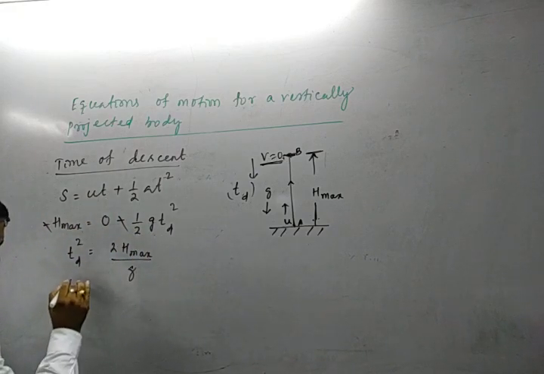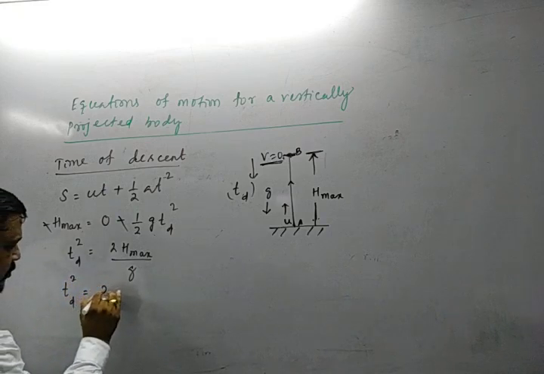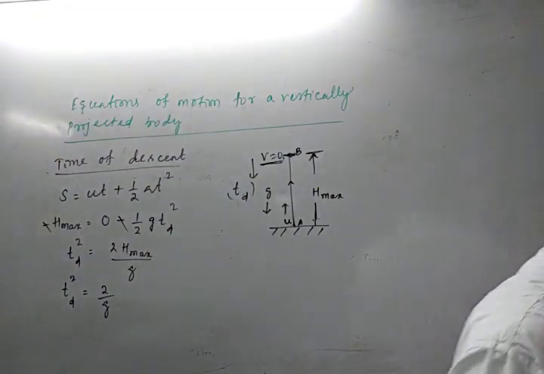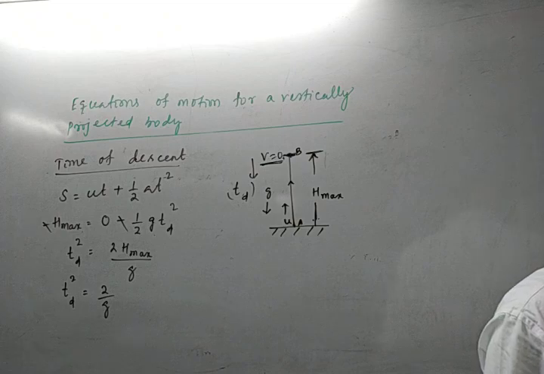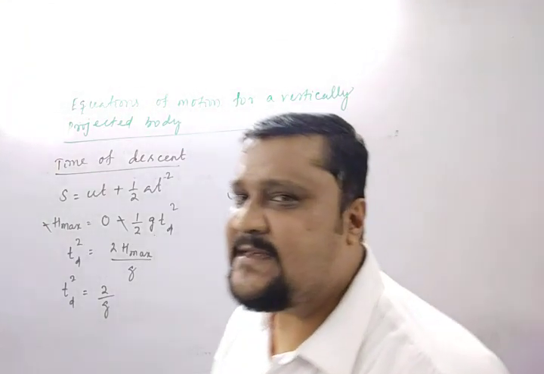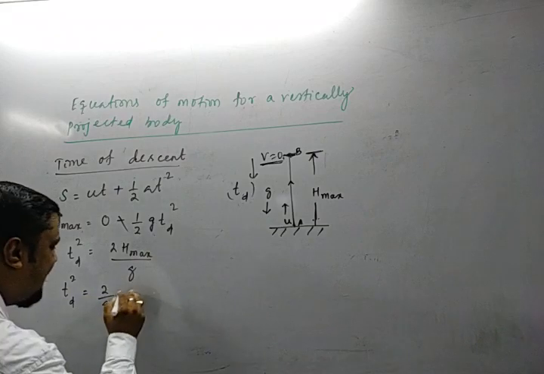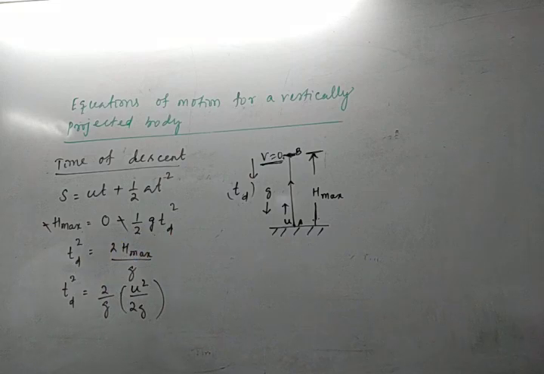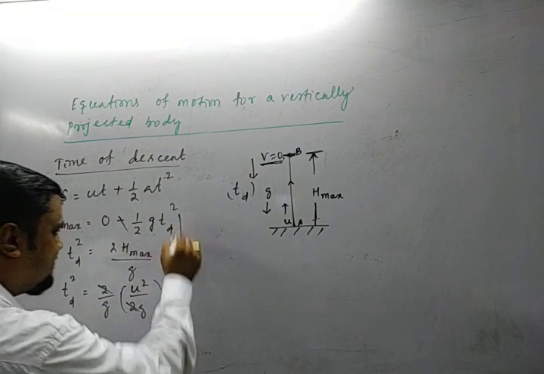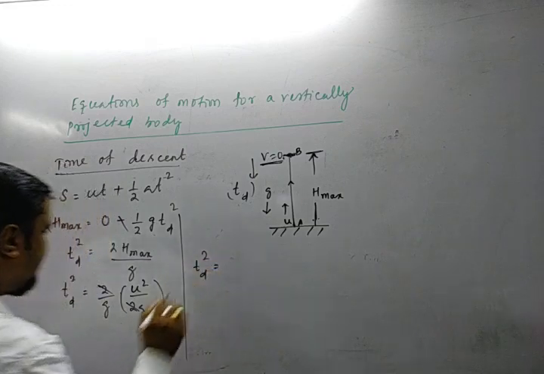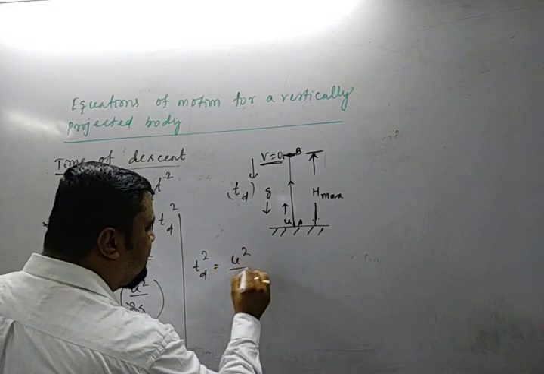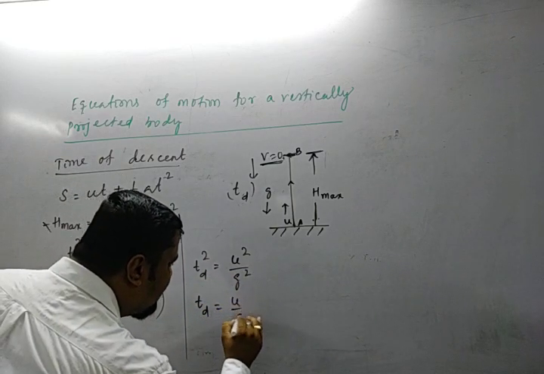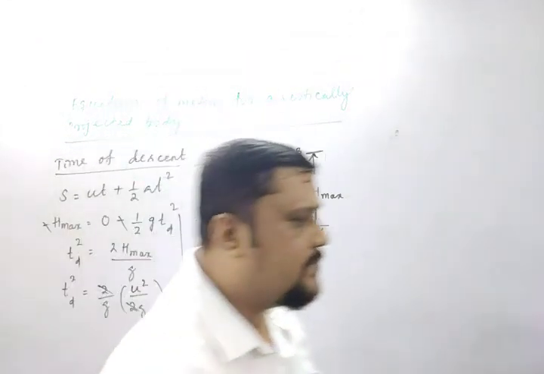Then as you know, td square is equal to 2 by g times h max. What is your maximum height expression? Already you have derived it. Yes, u square by 2g. You have to remember this. H max is equal to u square by 2g. So this 2 gets cancelled. I will get td square is equal to u square by g square. So Td is equal to u by g.